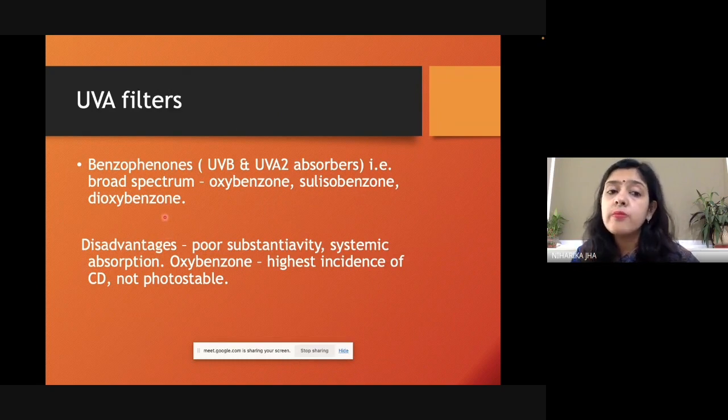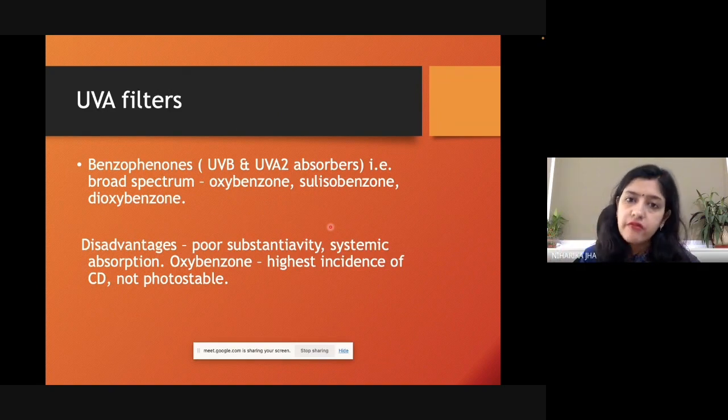But what is the problem with these benzones, etc.? The disadvantage is that it has got poor substantivity. So what do you mean by substantivity? Substantivity is the property of the sunscreen to maintain its efficacy even when exposed to adverse situations or adverse conditions. What are the adverse conditions that we are talking about? Increased sweating or increased water activity. But the disadvantage is that the UVA filter, particularly the benzophenone, has poor substantivity.